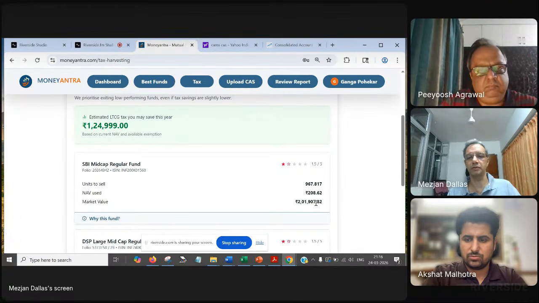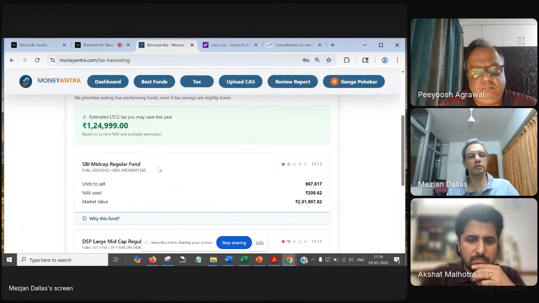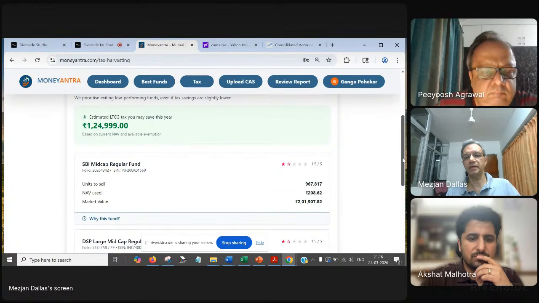So once you get this recommendation, all that you have to do fundamentally is go to any website where you do your transactions, or fill out the form if you have an advisor, and sell 967 units of SBI mid cap to get a gain of 1,24,999. And that's about it basically.